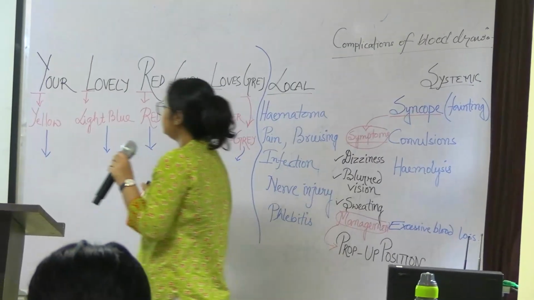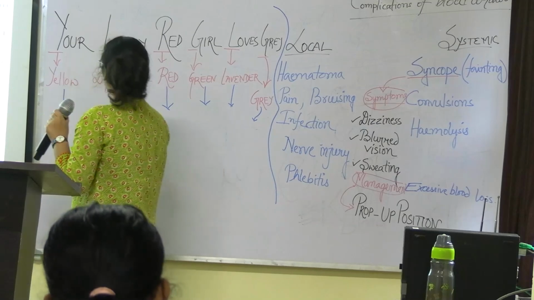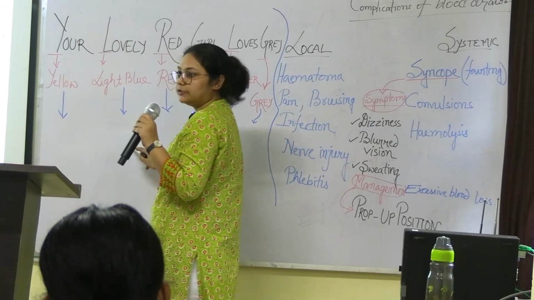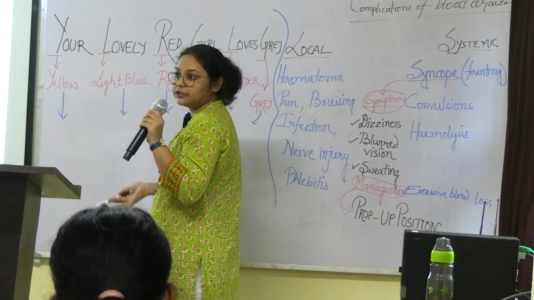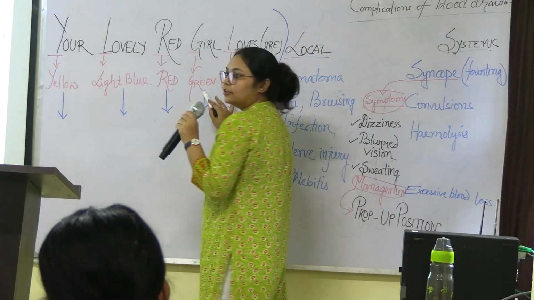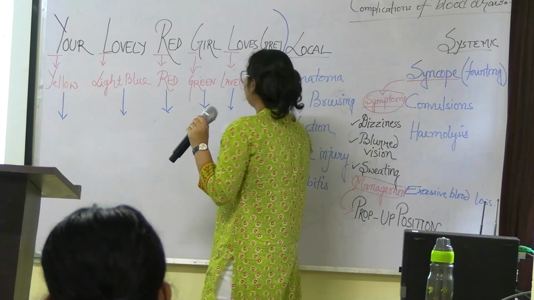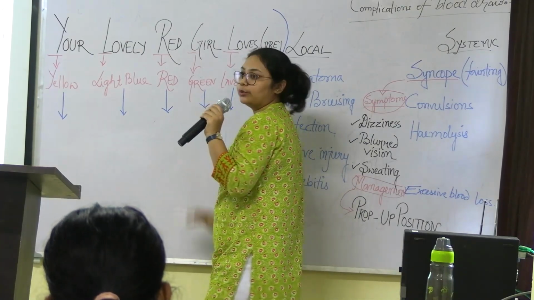Okay. Then again, yellow is for blood culture, I have shown you. Light blue is for sodium citrate. Red is for serum test like kidney function test, liver function test, biochemical test. Okay. Then green comes for heparin. Lavender is for EDTA and gray is for sodium fluoride.